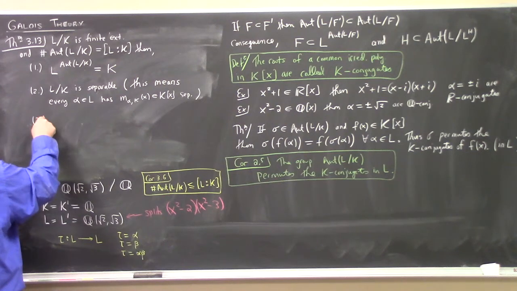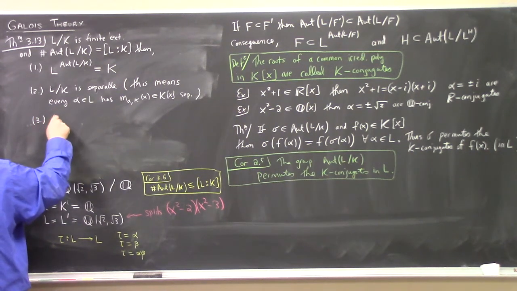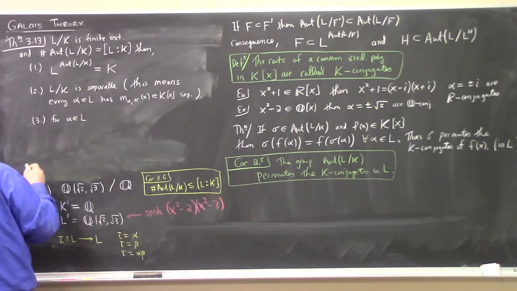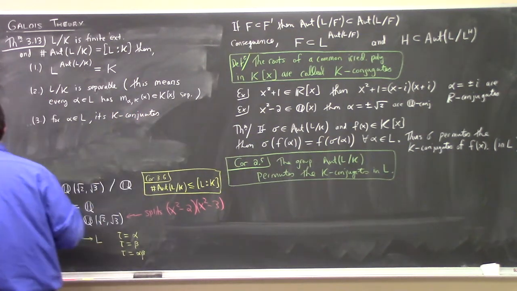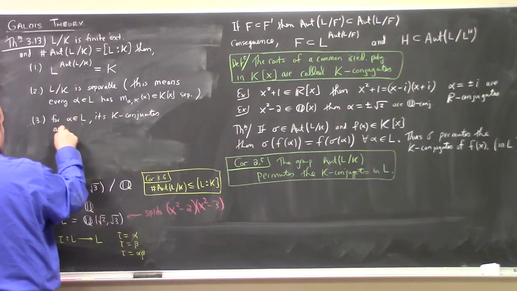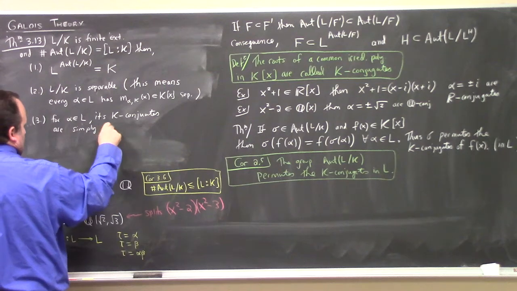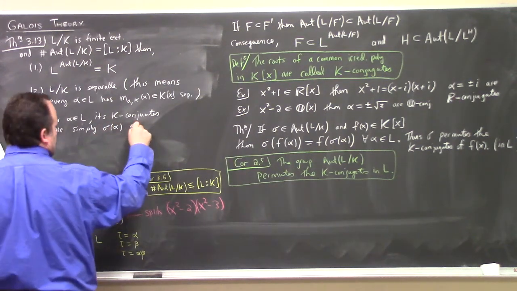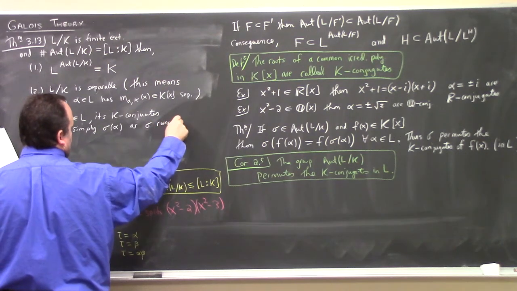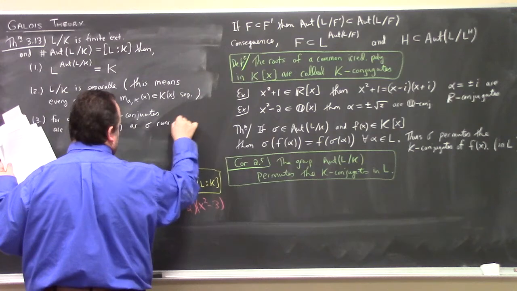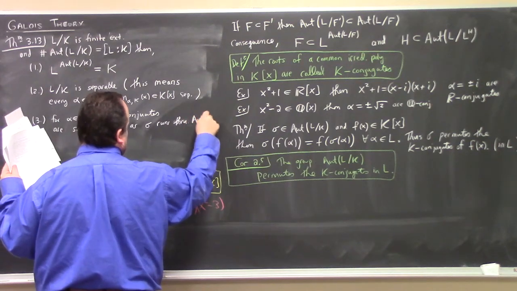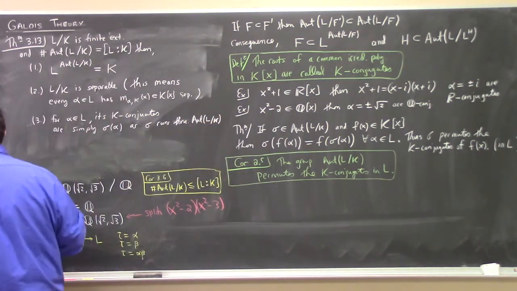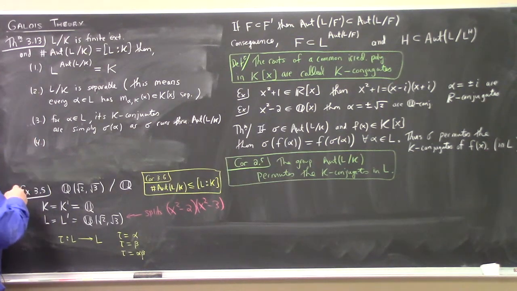And 3, for alpha in L, all right, its K conjugates are simply sigma alpha, as sigma runs through Aut L over K. For every irreducible polynomial in K[x] with a root in L splits in L[x].